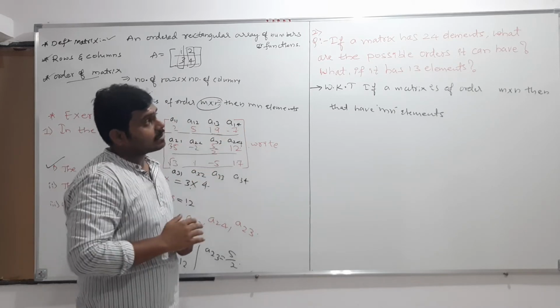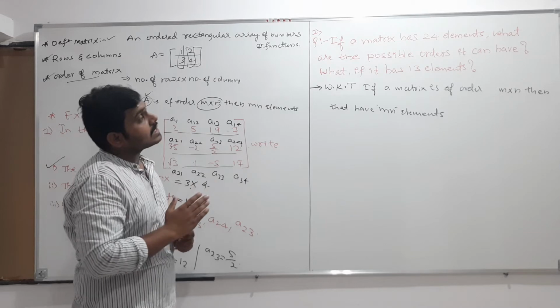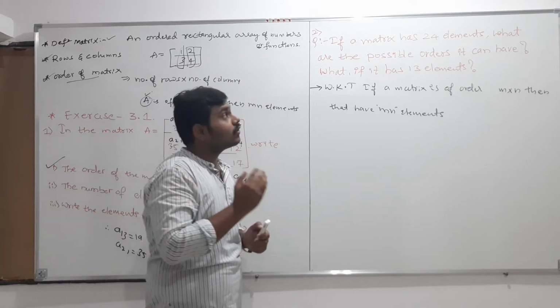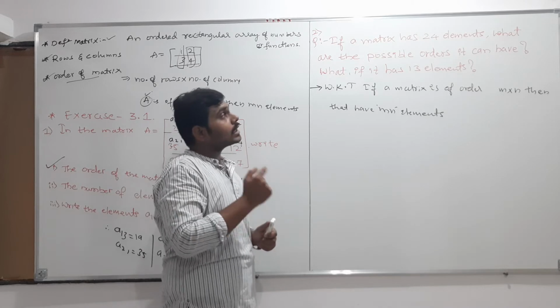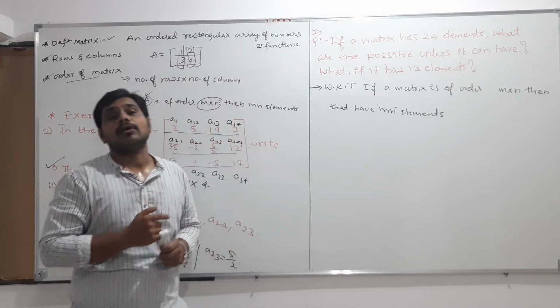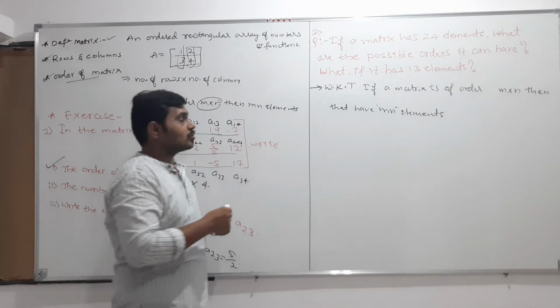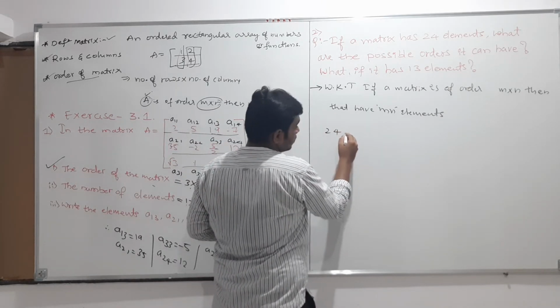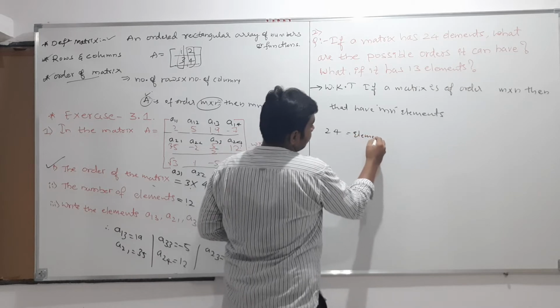First of all, I'll explain the meaning of the question. If a matrix has 24 elements, they gave you one matrix, and that matrix has 24 elements. Then they asked what are the possible orders it can have. So please remember students, one matrix is there that has 24 elements.